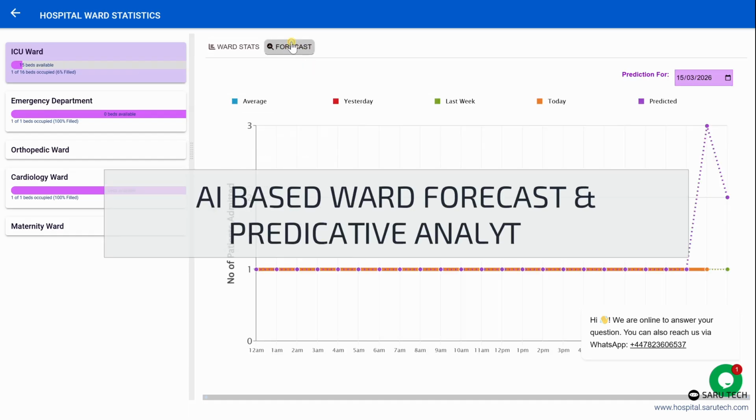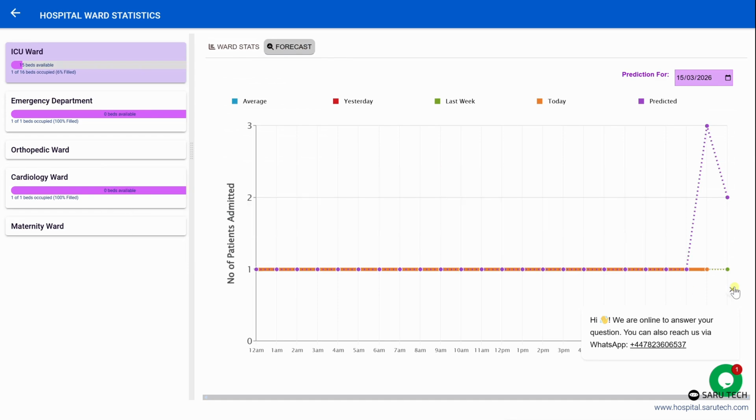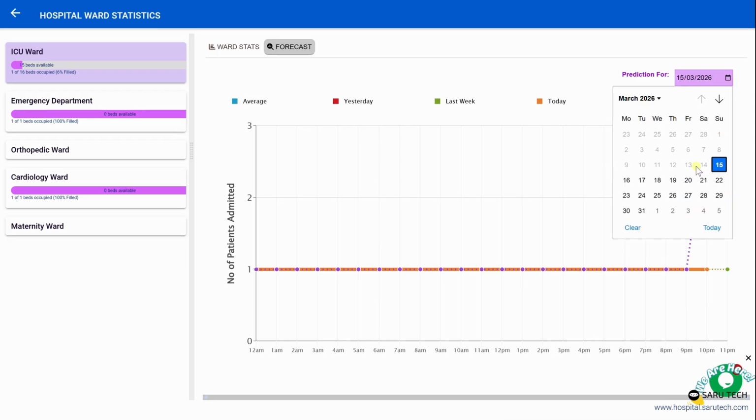Forecast tab. The Forecast tab provides AI-based predictions to help hospitals plan ahead. This panel shows the predicted number of patients expected to be admitted on a selected day.